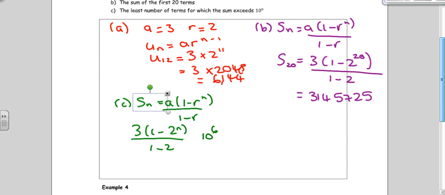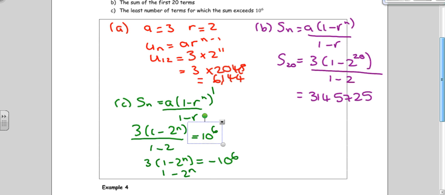So I'm going to look for where it becomes equal to 10 to the power of 6 and round up. So that would give me 3, 1 minus 2 to the power of n. And of course, here we end up with minus 1 on the bottom. So I'm going to take the minus 1 to the other side. Equals minus 10 to the power of 6. Divide through by 3 gives me 1 minus 2 to the power of n equals minus 10 to the power of 6 over 3.